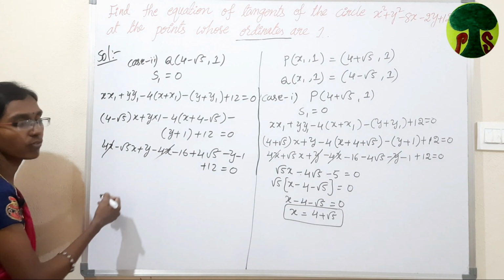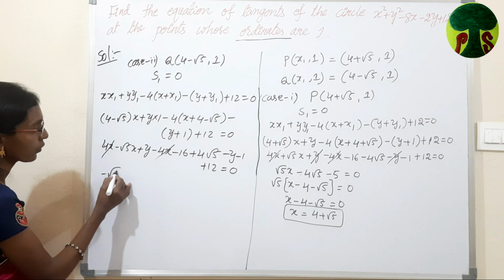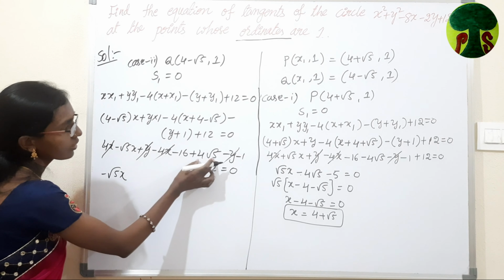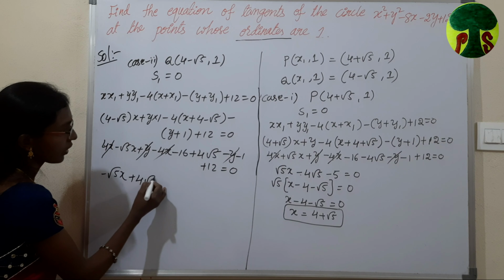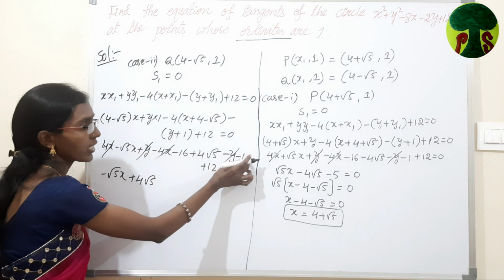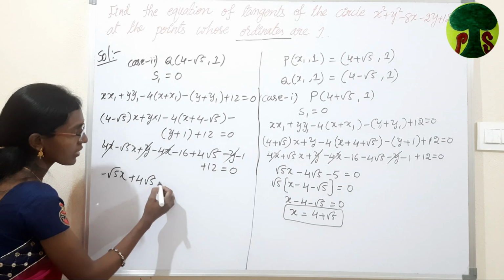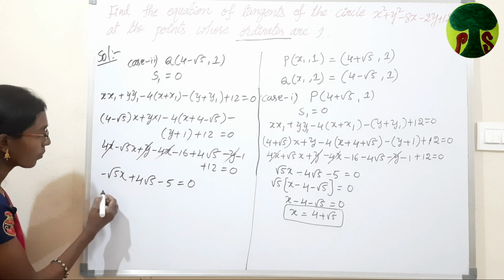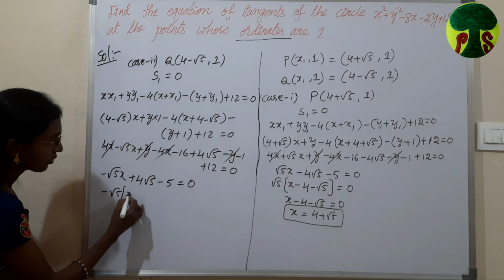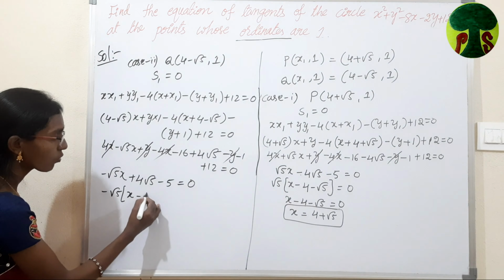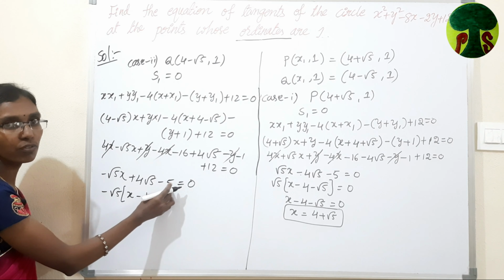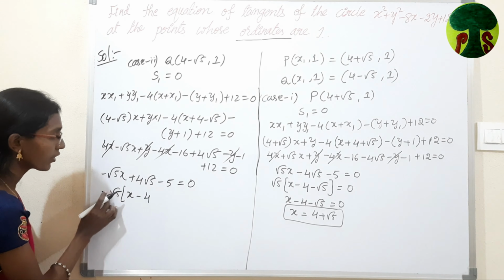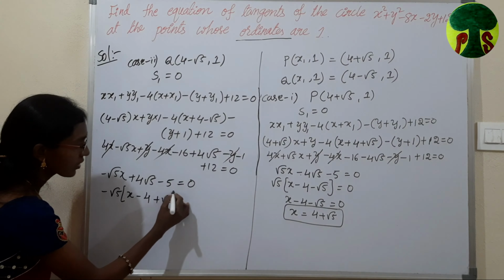Plus 4x minus 4x gets cancelled. Here we have minus root 5x, plus y minus y gets cancelled. Next, constant terms. Here we have plus 4 root 5 and minus 16 minus 1 is minus 17. Minus 17 plus 12 is minus 5, equal to 0. From these three terms, I want to take minus root 5 common. So minus root 5 I am taking out. Here we will get x minus 4, and we can express 5 as root 5 into root 5. We already took root 5 out, so here we will get root 5. Since we already took the minus out, we will get plus root 5 is equal to 0.